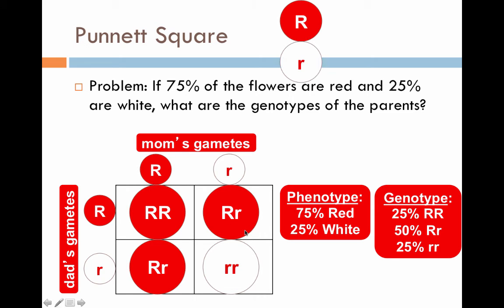Now we have to figure out the genotypes. If mom's gametes are big R, little r, it must have come from a cell that was big R, little r. So mom's genotype is big R, little r. Same thing with dad's. Dad's genotype is big R, little r. So we just answered the problem. What are the genotypes of the parents? Big R, little r, and big R, little r. That's all I have. Write down your questions and ask me in class.